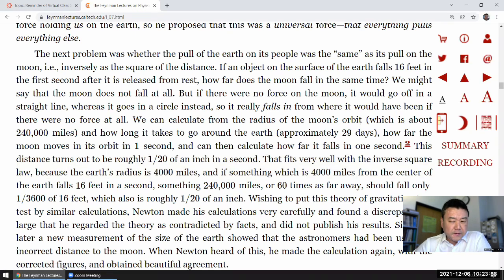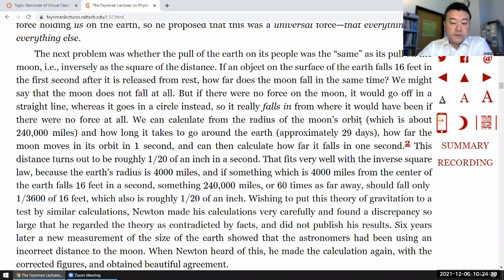That fits very well with the inverse square law because the Earth's radius is 4,000 miles, and if something which is 4,000 miles from the center of the Earth falls 16 feet in a second, something 240,000 miles or 60 times as far away should fall only one 3,600th of 16 feet, which also is roughly 1/20th of an inch.